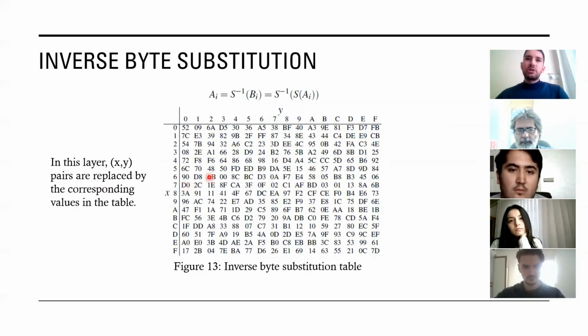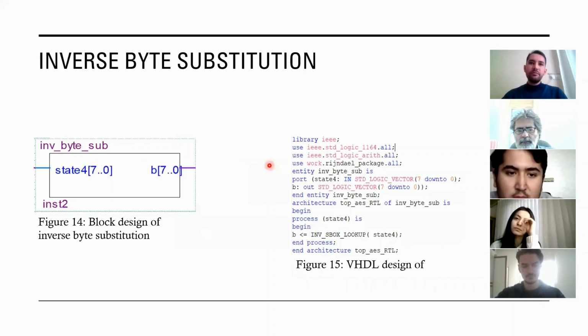The byte substitution layer is the simplest one, I think. We only need to choose values from X and Y pairs, and we will just match it. For example, 1 and 1 goes to E3. Of course, those are hexadecimal numbers. Again, this is the VHDL design and block design of the byte substitution layer.